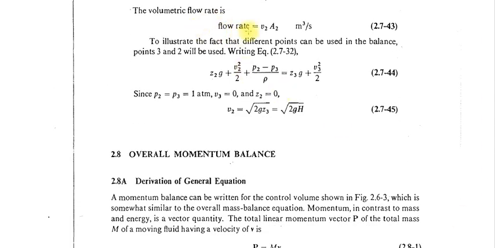Now you can calculate the volumetric flow rate, which is equal to V2 multiplied by A2. When you calculate V2 multiplied by A2, you get the volumetric flow rate. Now if you write the same equation using point 2 and point 3, you will get the same answer.